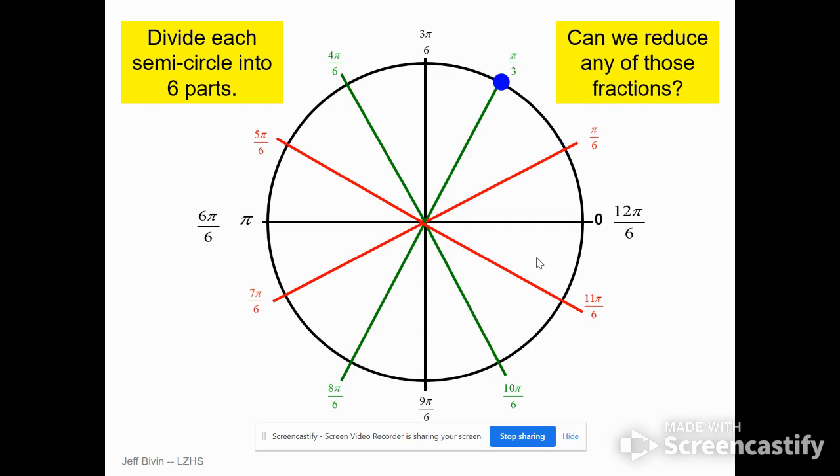So pi over 6 does not reduce. 2 pi over 6 will reduce to pi over 3. 3 pi over 6 will reduce to pi over 2. 4 pi over 6 will reduce to 2 pi over 3. This one doesn't reduce. This one obviously reduces to pi. 7 pi over 6 does not reduce. 8 pi over 6 will reduce to 4 pi over 3. 9 pi over 6, we know that this spot is actually 3 pi over 2, so it will reduce. 10 pi over 6 will reduce to 5 pi over 3. 11 pi over 6 does not reduce. 12 pi over 6 will reduce to 2 pi. So these are our radians for our 30, 60, 90 triangles. And so again, we're adding a 6th every time.